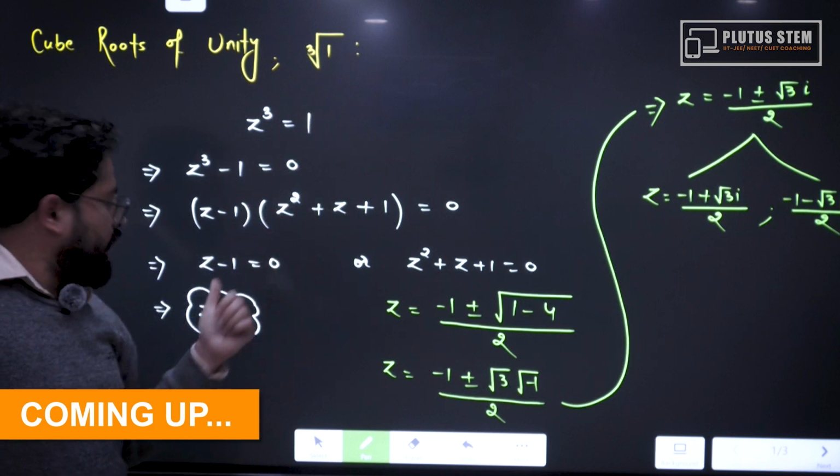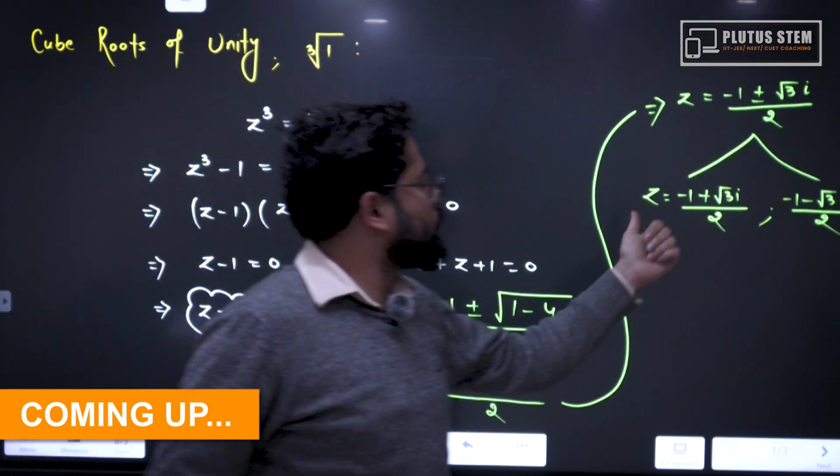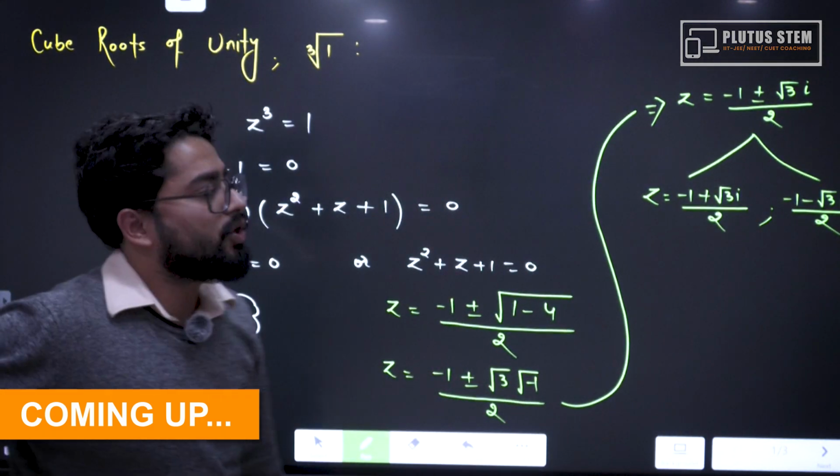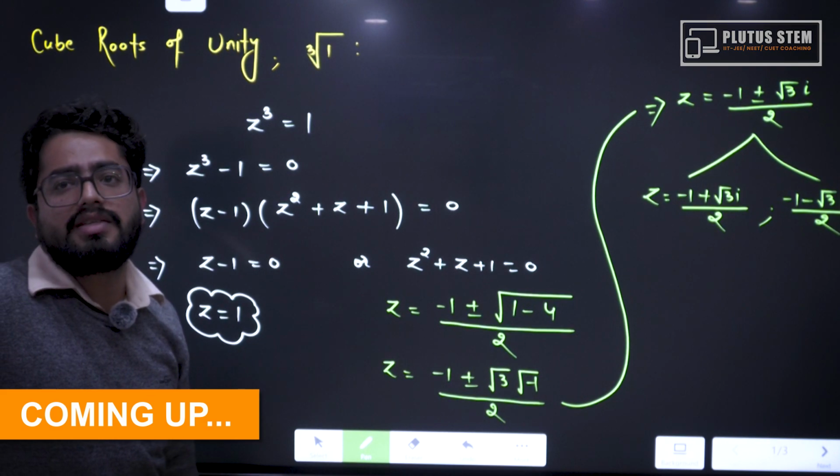So z cube is equal to 1, having one root as 1. Next root is minus 1 plus root 3 iota by 2, and next one is minus 1 minus root 3 iota by 2.